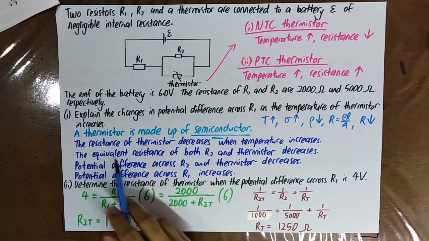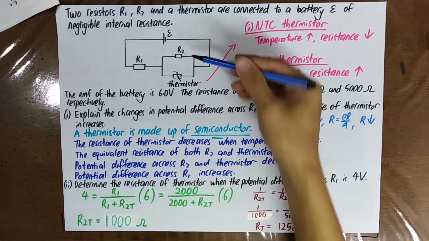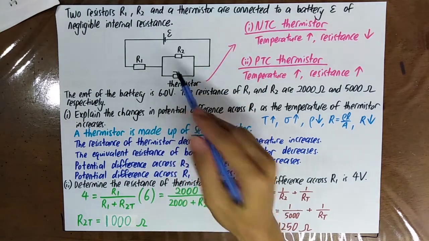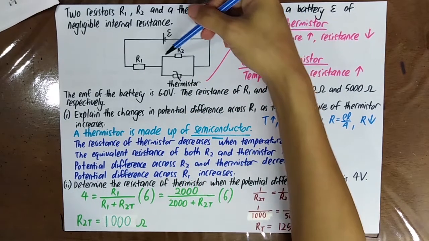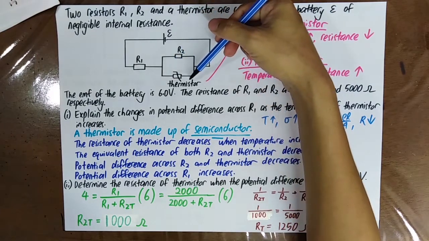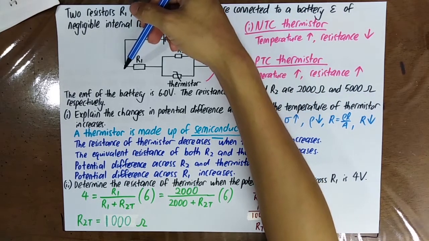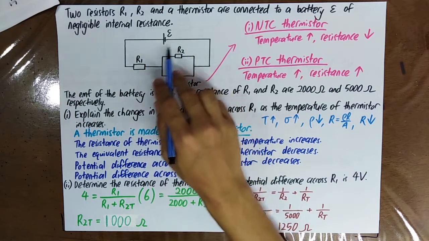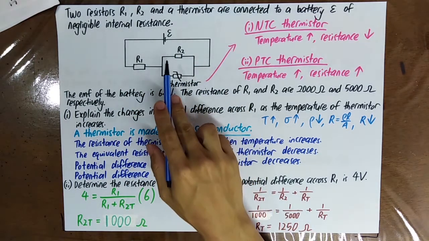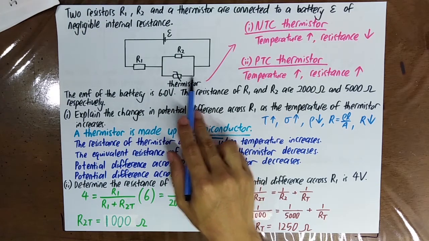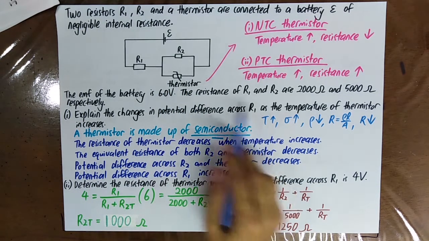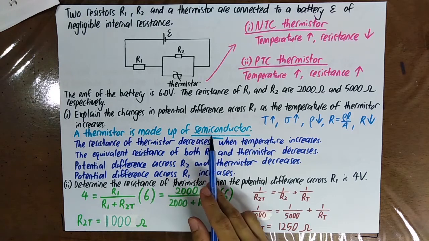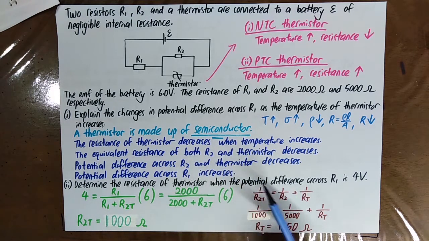So you know that the equivalent resistance of both R2 and the thermistor, which is here, decreases because the resistance of the thermistor itself decreases. So the potential difference across R2 and the potential difference across thermistor decreases. Therefore, the potential difference across R1 increases, okay? Because E is equal to the potential difference across here plus the potential difference across here, okay? And the potential difference across R2 is the same as the potential difference across thermistor. So the key part of this problem is that you really have to know that a thermistor is made of semiconductor, and then you recall what you have learned in the last chapter.